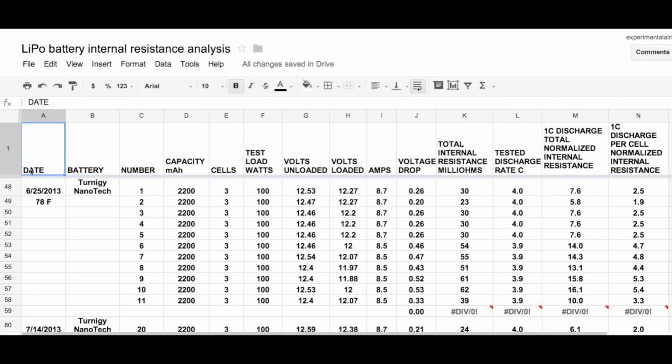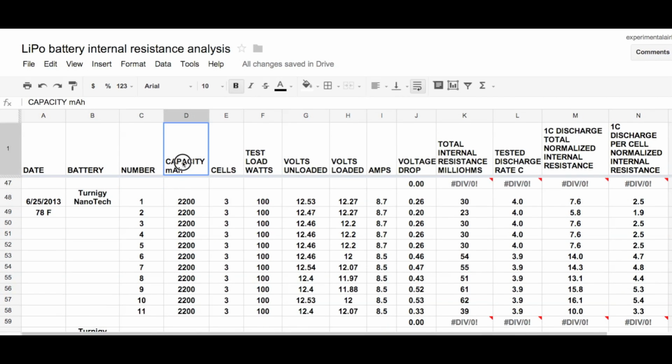The data that I measure and keep track of, and then the computations for it, are the date of testing, and I like to keep track of the temperature, keeping this as constant as possible between the measuring sessions so you can get a good comparison, the name of the battery or brand, the numbering system that you use, the capacity of the batteries, these are 2200 milliamp hours, three cell, I use a 100 watt test load, that's two 50 watt 12 volt halogen bulbs.